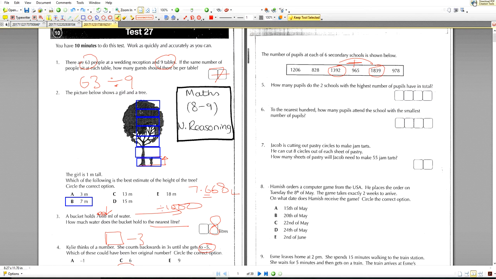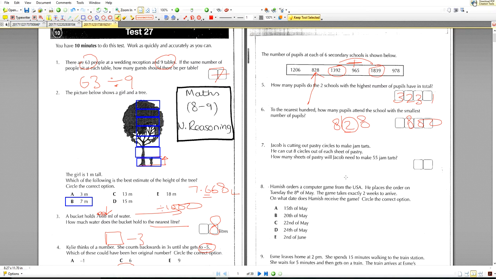So number 5, if we add those two numbers up, that will give us a total of 3,231. Nice straightforward adding question, really. To the nearest 100, how many pupils attend the school with the smallest number of pupils? Well, the smallest number of pupils is this school here. And if you round that off to the nearest 100, we have to stop here. This is our decider. Because it's less than 5, we leave the 8 alone. And so that'll give you a total of 800.